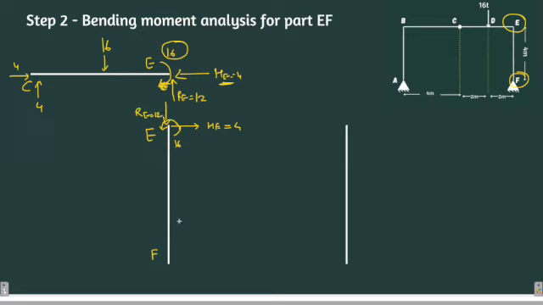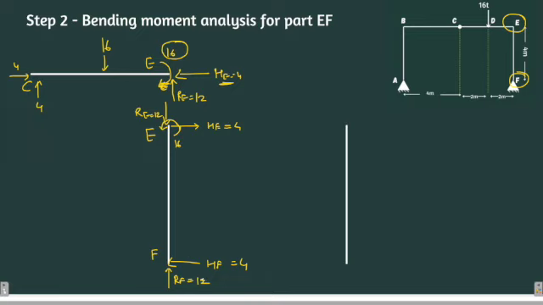I hope this is clear. On the basis of these points, I'm going to draw a reaction at F, which is again 12 units in the upward direction. Now there will be a horizontal reaction HF of 4 units in this direction, and there will be no moment as point F is hinged.